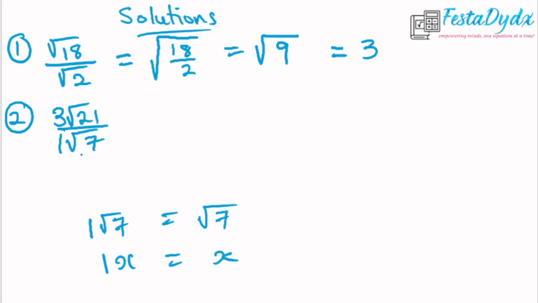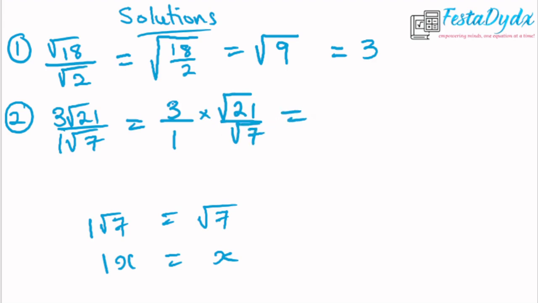So me introducing this is because I want us to be able to split whole number with whole number and surd with surd. So now let's split it. The whole number here is 3 all over 1, and then the surd, we can just say times the surd. For the surd, we'll have √21 all over √7.